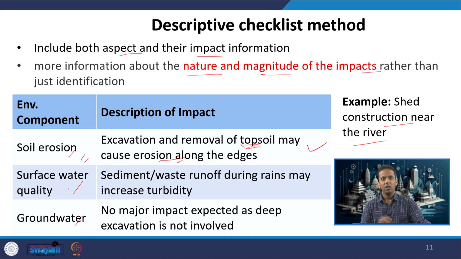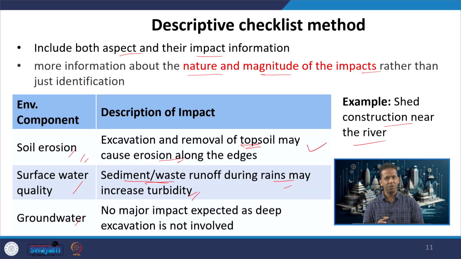Surface water quality: because of the construction of the shed, there will be some sediments or waste in the nearby area, which may get washed into the river during rains, and that will increase the turbidity of the nearby river body.